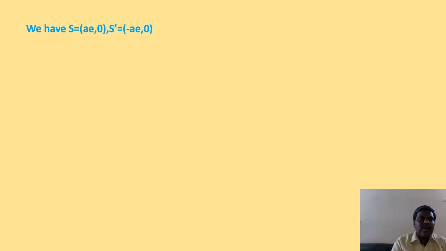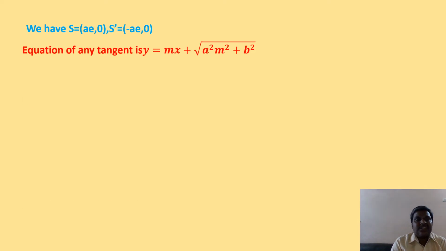So what do we have? Foci S and S dash are (ae, 0) and (minus ae, 0). Consider any tangent of the ellipse. What is the ellipse equation? X square by a square plus y square by b square equal to 1. For any ellipse, the equation of any tangent to that one is what? Y is equal to mx plus or minus root of a square m square plus b square. So I am taking y is equal to mx plus root of a square m square plus b square. This is any general tangent to the ellipse in the slope form. What is m here? Slope of the tangent.